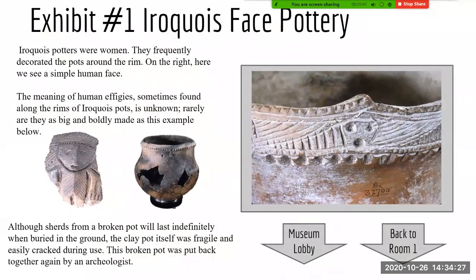Now, this has a lot of detailed information. It says the Iroquois potters were women. They frequently decorated their pots around the rim. On the right, you can see a sample of a human face. The meaning of these human effigies or human faces is unknown, but they're rarely as big and bold as the example that I have down below on this image here. Although shards from broken pots will last for a very long time when they're buried in the ground, a clay pot itself was really fragile and it cracked easily during use. So the broken pot that you see here was put back together by an archaeologist.